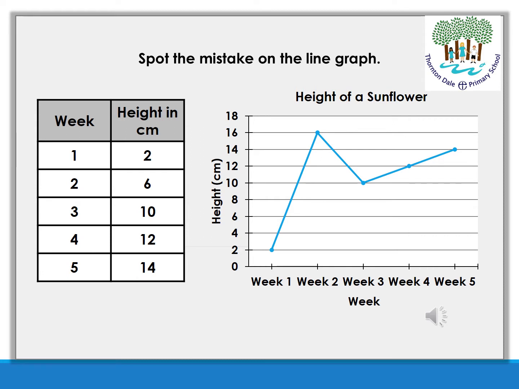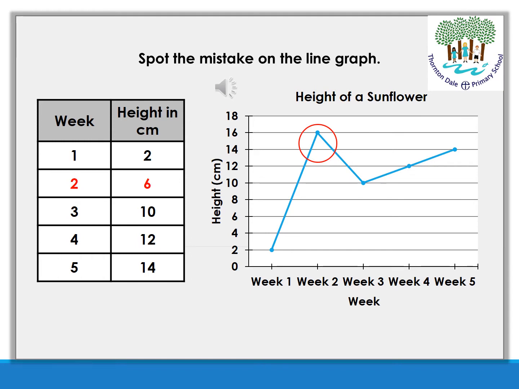On this question, you're asked to spot the mistake on the line graph. Looking at the table, we've got information about different weeks and the height in centimetres of a sunflower. Looking at how it's been plotted on the line graph, can you spot where the error is? Where it doesn't match the table.